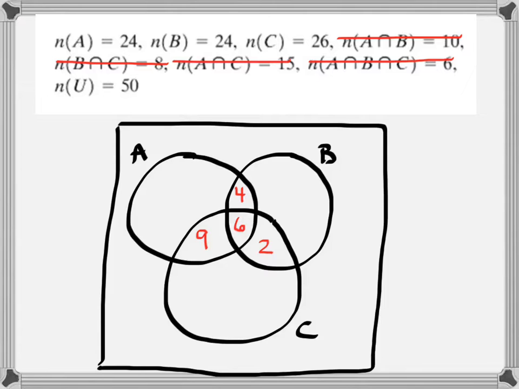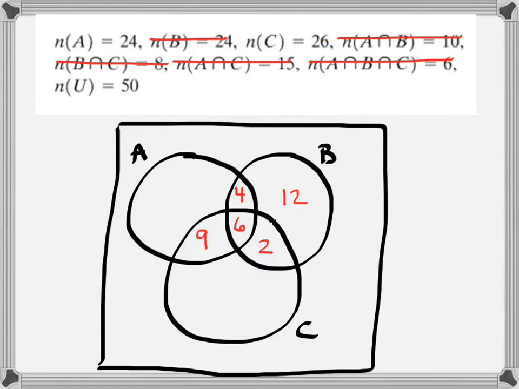Okay, now let's go back and address this question. Can we now fill in the rest of A? Well, yes, and we can do that for B and C as well. Alright, let's start with B. B has a total of 24 elements, and we've already accounted for 4 plus 6 plus 2, which is 12 of the elements. That means that there has to be 12 more in B, and we can put a 12 in the remaining region.